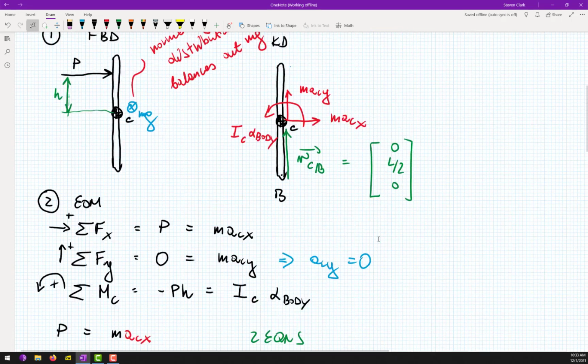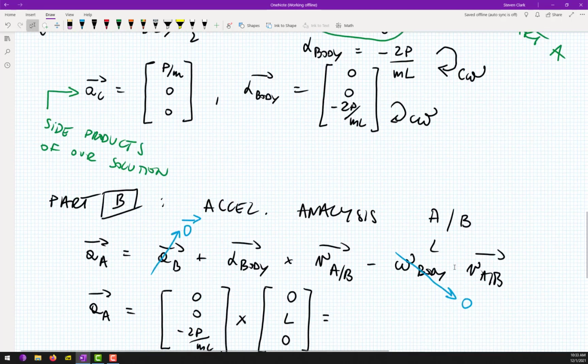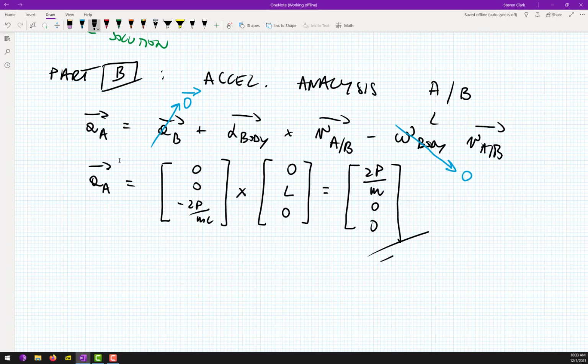Let me put it on the board very quickly. So this is our RAB. You can clearly see that its components are 0, L, 0. Great. So if you solve that determinant, you will end up with the following value: 2P divided by M, 0, 0. And this is the answer to part B.